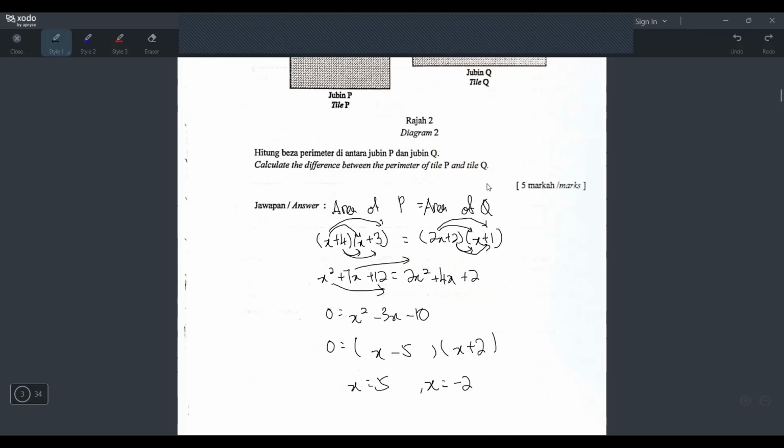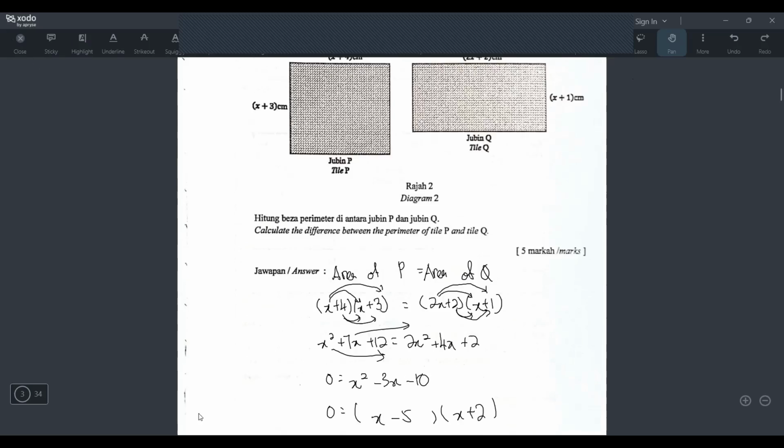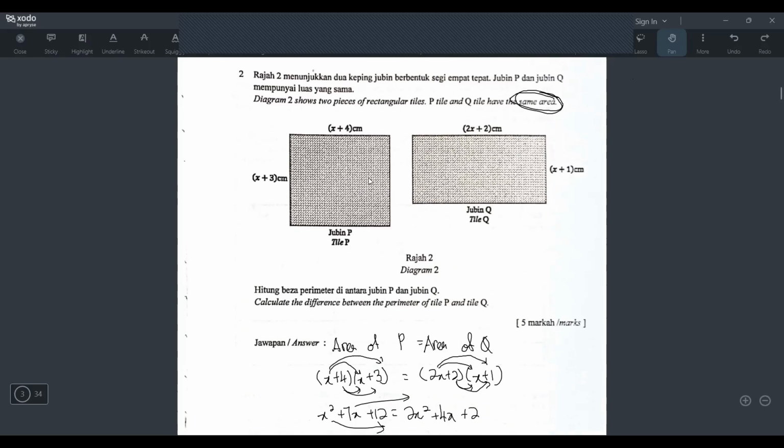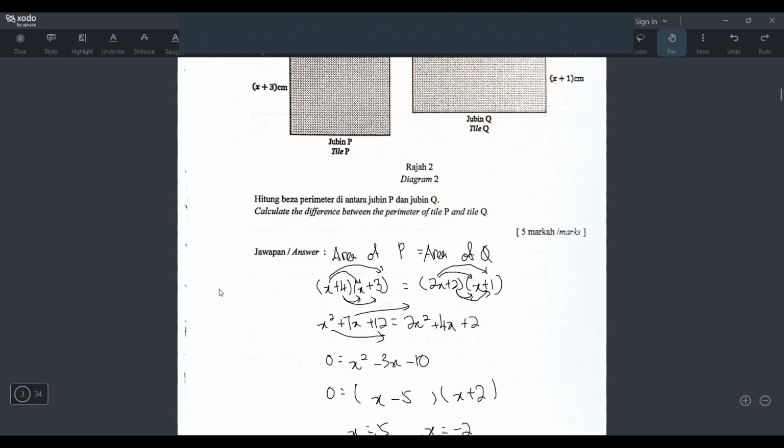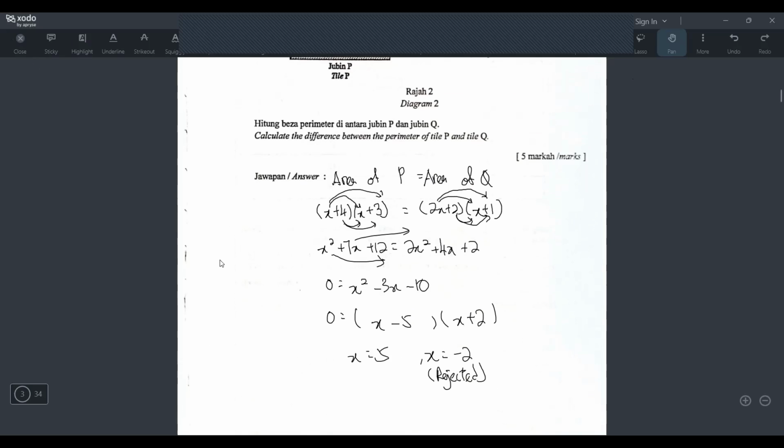Okay, that's why I try to sub in and see which answer yang saya kena reject. So this one have to reject it. Okay, or you can say ignore. We ignore this answer, because let me explain again why I reject this answer. Because if x is -2, my panjang here will be negative. So it's not possible, right? So the x is 5. So now I know my x is 5.